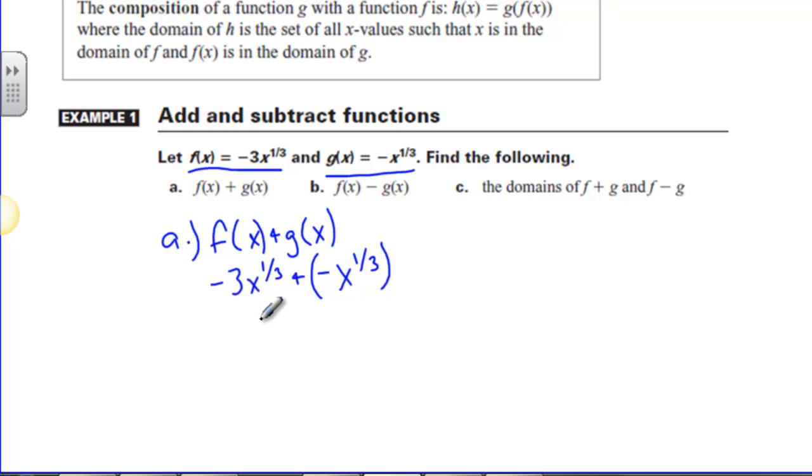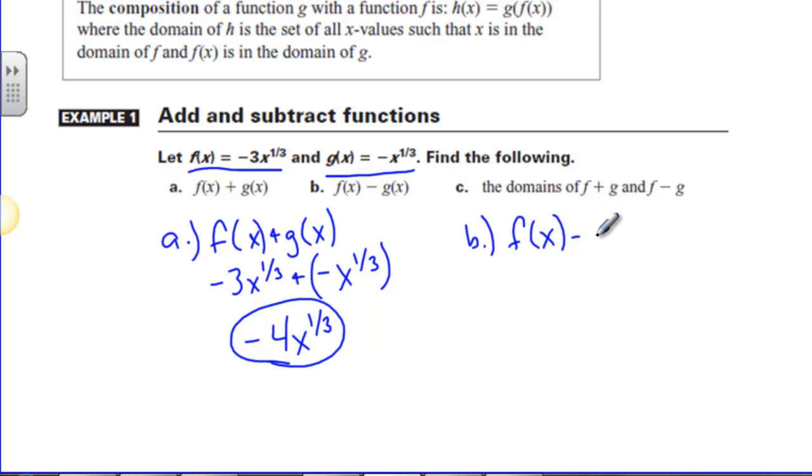Now if I have negative 3x to the 1/3 plus negative 1x to the 1/3, I'm actually going to have negative 4x to the 1/3. I just simply add the coefficients of like terms, and that's what I get, negative 4x to the 1/3. For part B, it's asking us to do the same thing except now with subtraction. So we're going to say f of x minus g of x.